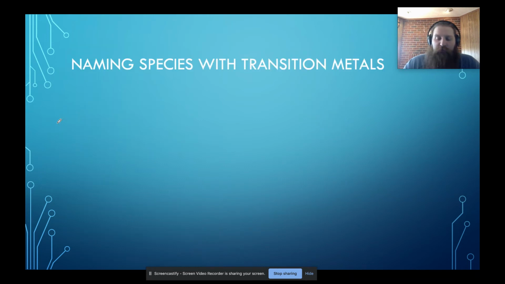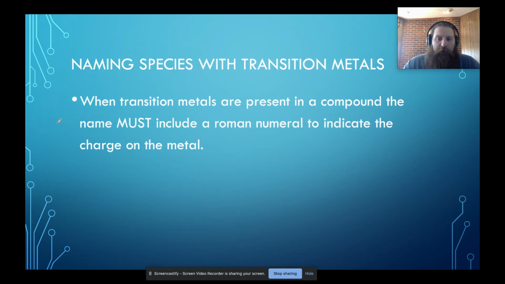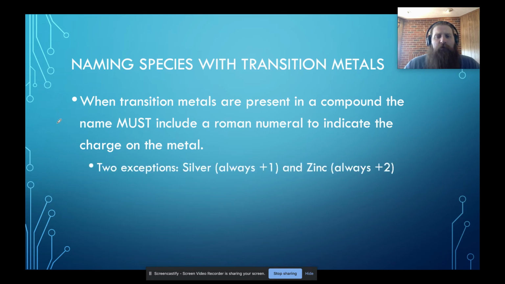What about if we get a transition metal? Okay, let's do that. If you have a transition metal, you have to include the Roman numeral. That tells the reader what the charge is. There are two exceptions from the D block. Silver never gets a Roman numeral because it's always +1. It does not transition its charge. And zinc always gets a +2. It never gets a Roman numeral.